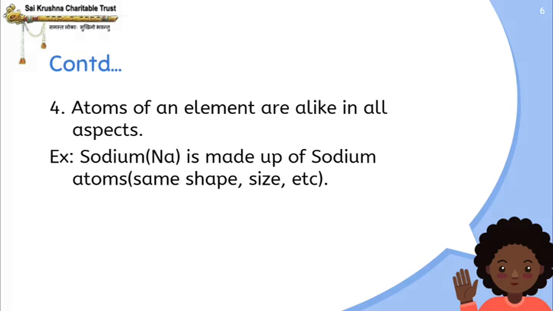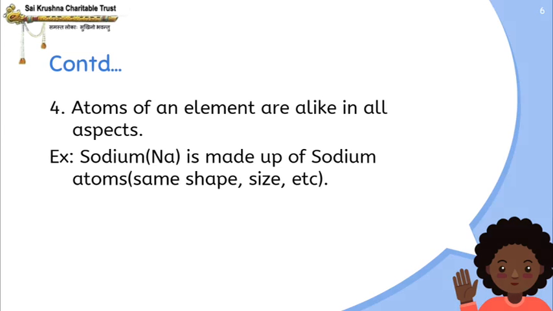The fourth point is atoms of an element are alike in all the aspects. What do you understand by this? Let me take an example of sodium, and the symbol for sodium is Na. We have already studied this, right children? You have the periodic table, and in the periodic table sodium is one of the elements, right? So atoms of an element are alike in all the aspects.